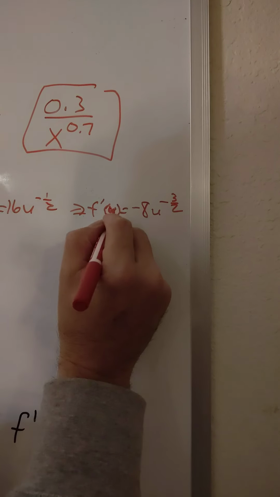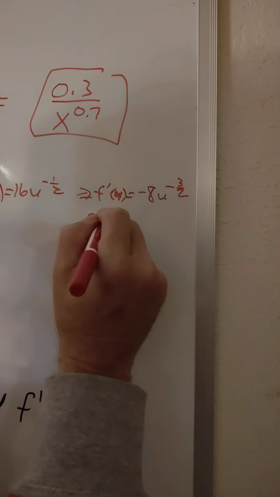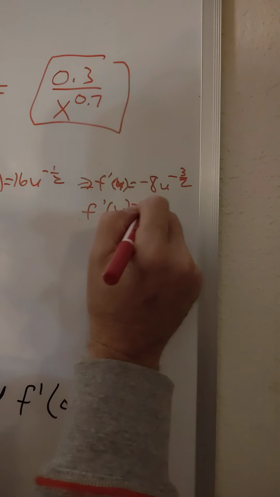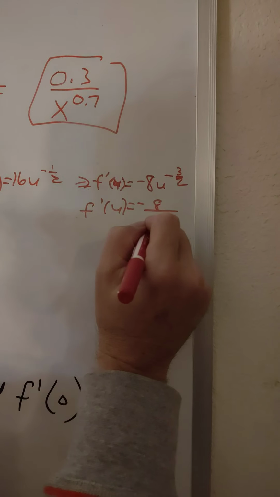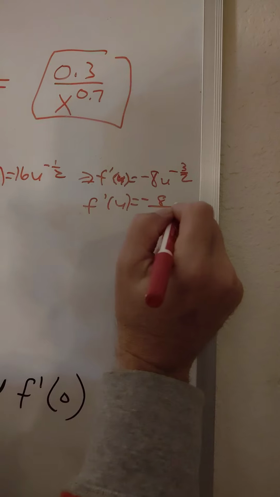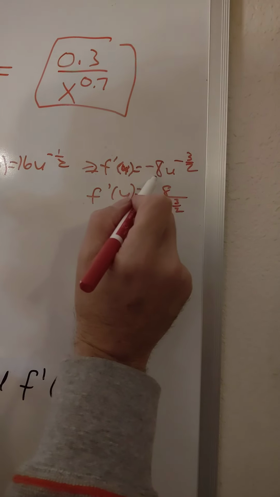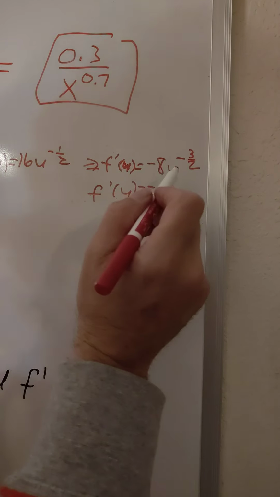And this is a u here, by the way. Should I simplify that negative exponent? Yeah, why not? F prime of u equals negative 8 over u to the positive 3/2, because we like to see positive exponents. Notice only that u is being raised to the negative 3/2 power, not that negative 8.